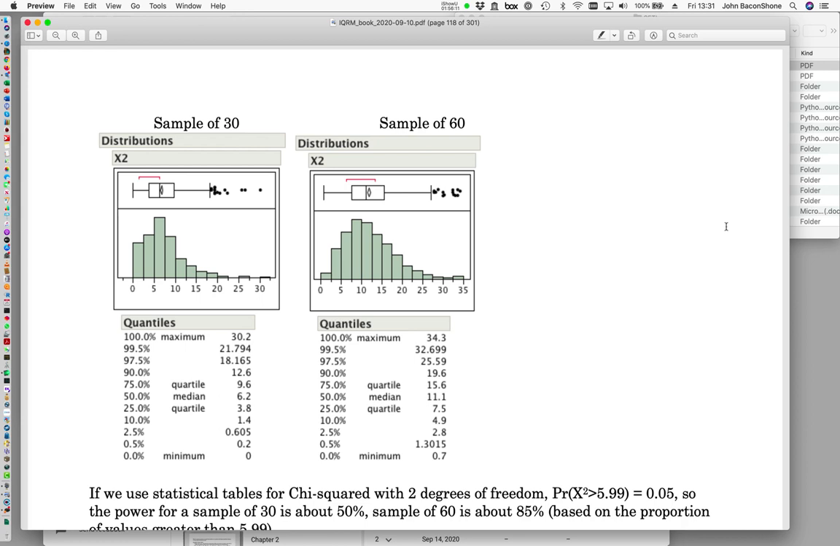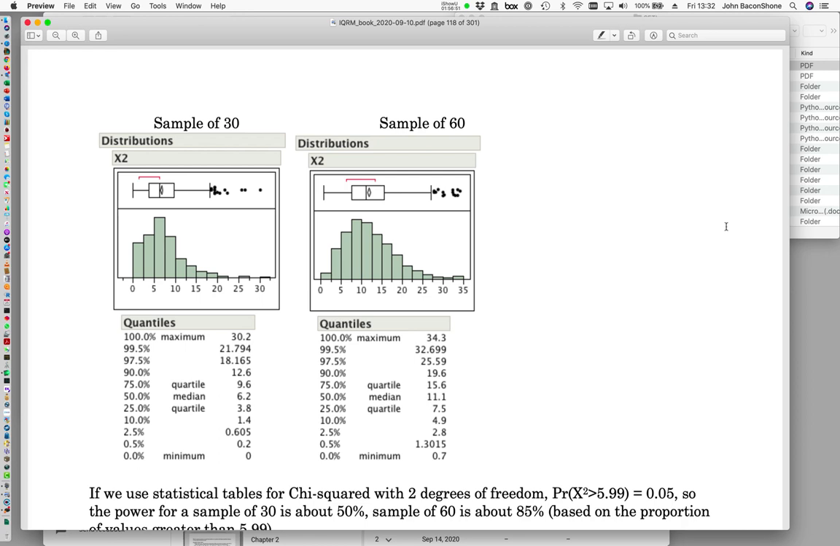So let's have a look to see how we did. This is showing you the distribution of the x squared values in our 1,000 simulations. On the left-hand side, with our sample of 30, the median is about 6, meaning the power is about 50%, because about half the time, just over half the time we did this simulation, we got an x squared value such that we would reject the null hypothesis at 5%. Okay? And you can see from the distribution, indeed, the median is around 6.